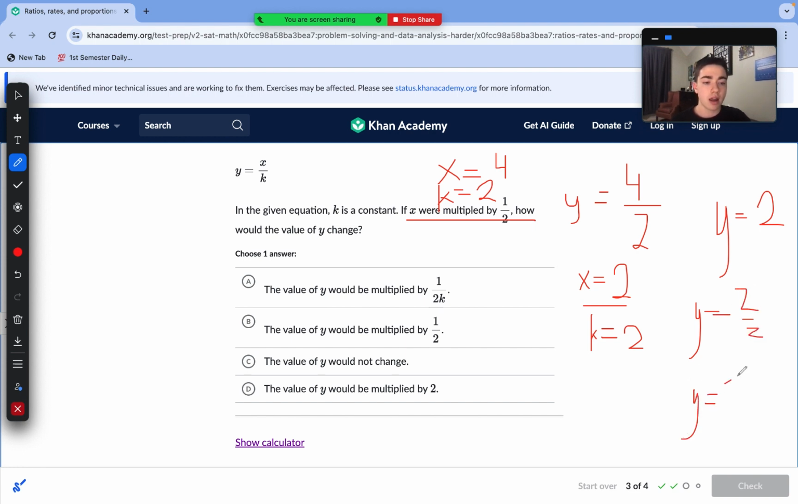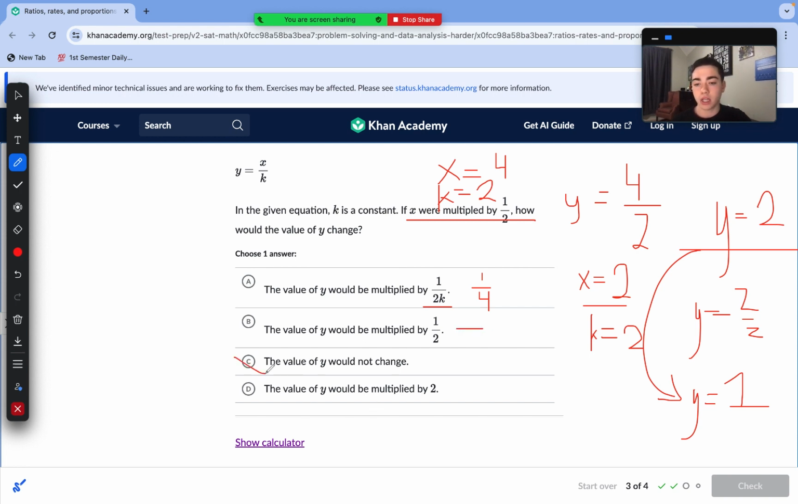The big thing here is that we are noticing the change. What happens to y, y equaling 2, to get it equal to y equals 1? Let's see. The value of y will be multiplied by 1 over 2k. We know that k is equal to 2. So we just get 1 over 4. The value of y did not get multiplied by 1 over 4. The value of y would be multiplied by 1/2. That seems to be consistent with our results here.